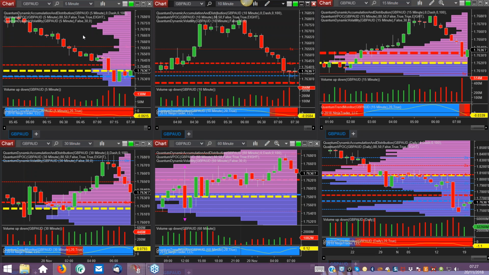So what you're looking at here is the pound Aussie across a multiple array of time frames. I've got the 5-minute top left, the 10-minute, the 15-minute down the bottom, and the slower time frames of the 30, the 60, and right out to the daily down here at the bottom right.